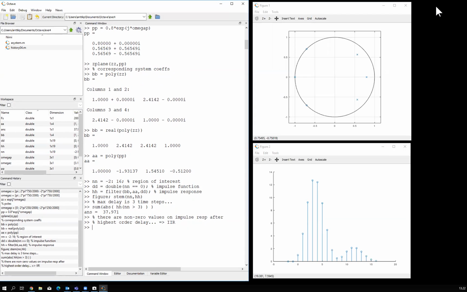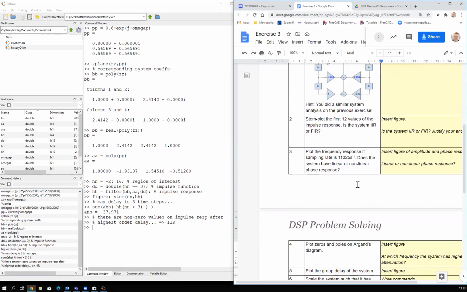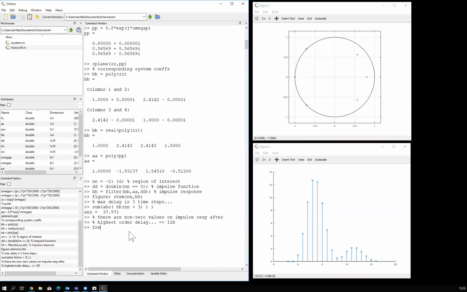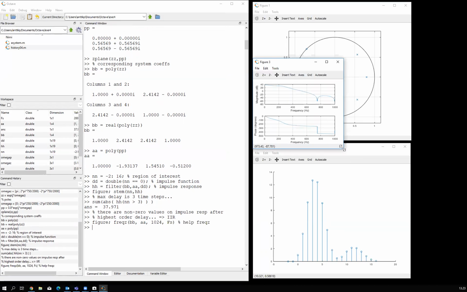Okay, so now we have the impulse response calculated. What was the next step? Okay, frequency response. Simply, the frequency response function is called FRECH, where the parameters are the system coefficients BB and AA, then how many points you want to calculate. I like powers of 2. It's up to you how many points you use, and then the sampling rate. You can always type help FRECH to see how you can call it. By the way, on MATLAB, it's more complex than that. It has more parameters and more ways of calling it.